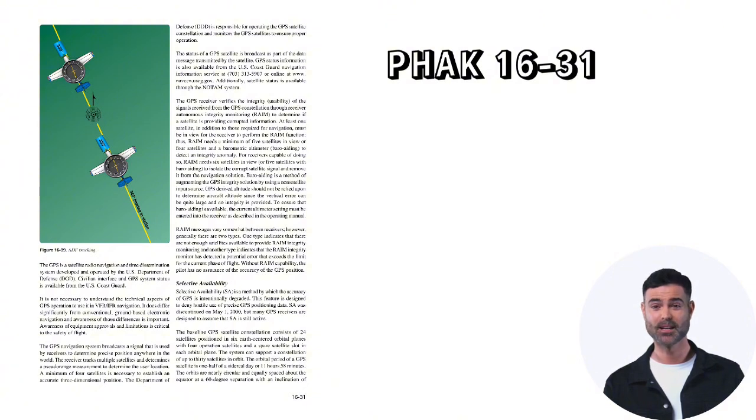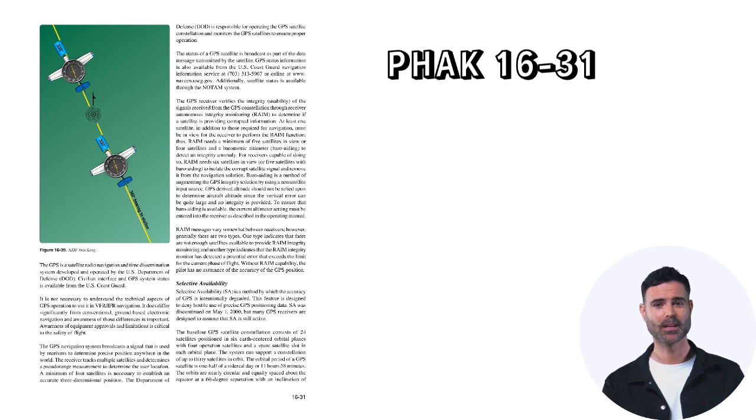Department of Defense (DoD). Civilian interface and GPS system status is available from the U.S. Coast Guard. It is not necessary to understand the technical aspects of GPS operation to use it in VFR/IR navigation. It does differ significantly from conventional, ground-based electronic navigation, and awareness of those differences is important. Awareness of equipment approvals and limitations is critical to the safety of flight.